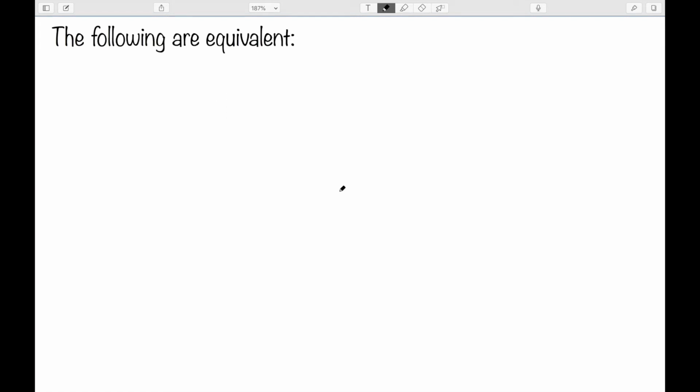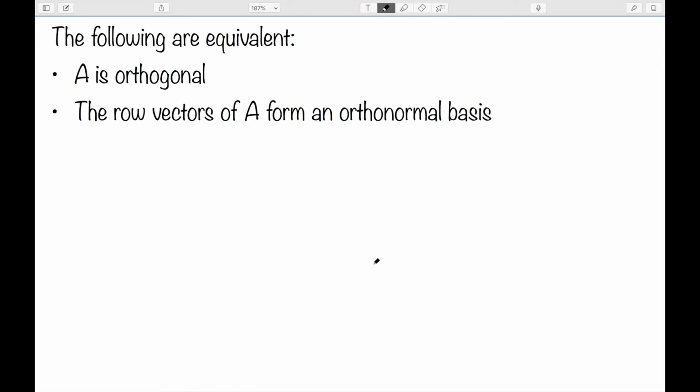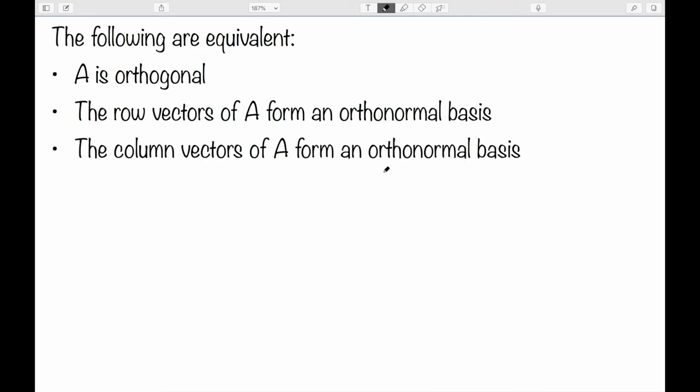Let's suppose A is a square n by n matrix. There are a few different ways we can test for orthogonality. So the following things are going to be equivalent. The first is that our given matrix is orthogonal. Next, the row vectors of that matrix will form an orthonormal basis for R^n, if A is an n by n matrix. So the rows do actually form an orthonormal basis for our space. And finally, the column vectors of A form an orthonormal basis. So not only do we need the rows to form an orthonormal basis, the columns need to form an orthonormal basis as well.